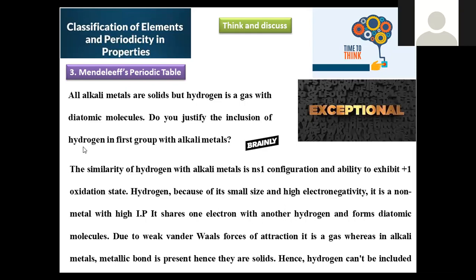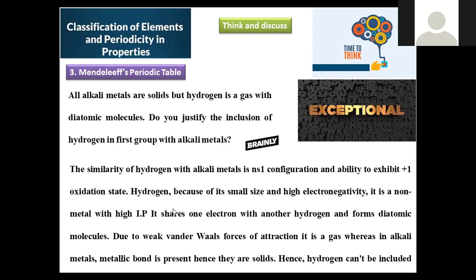Do you justify the inclusion of hydrogen in the first group with alkali metals? How can we justify? Hydrogen is not a metal, but all the first group elements are considered metals. Except hydrogen, you can go with lithium, sodium, potassium, rubidium, all these are metals, but hydrogen is placed along with them. Even in the modern periodic table, hydrogen is placed along with these S block elements only.